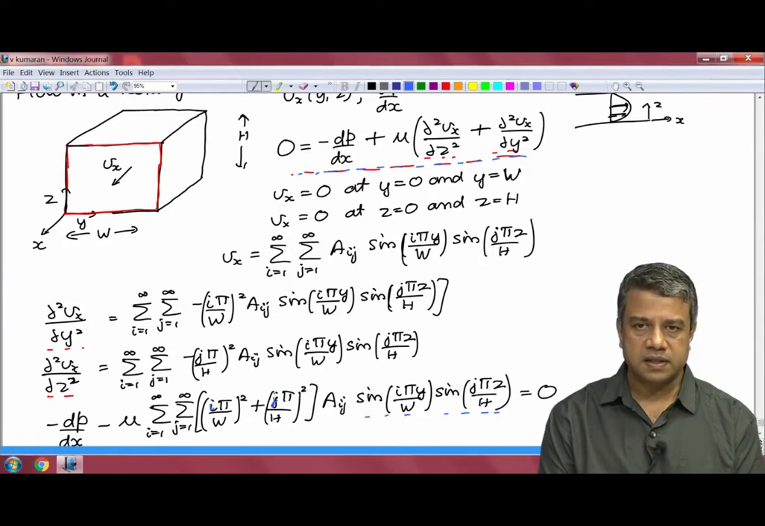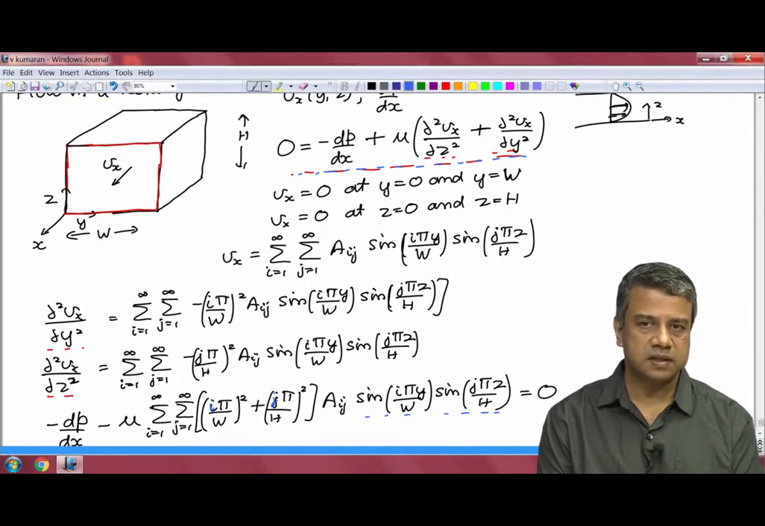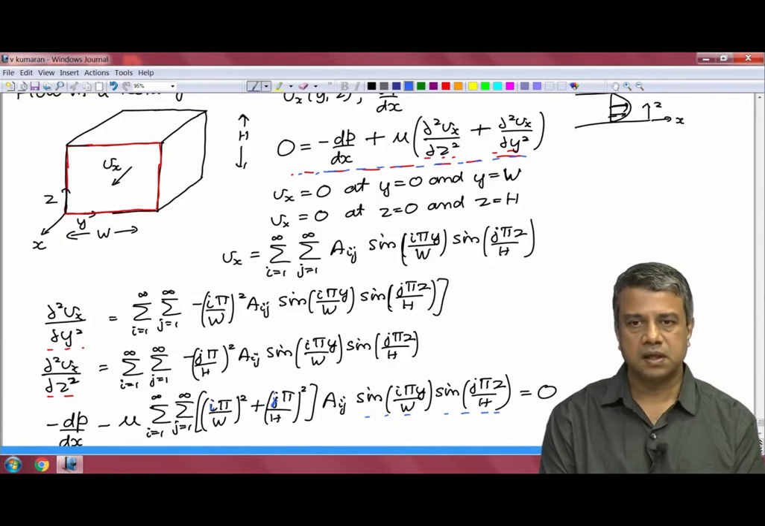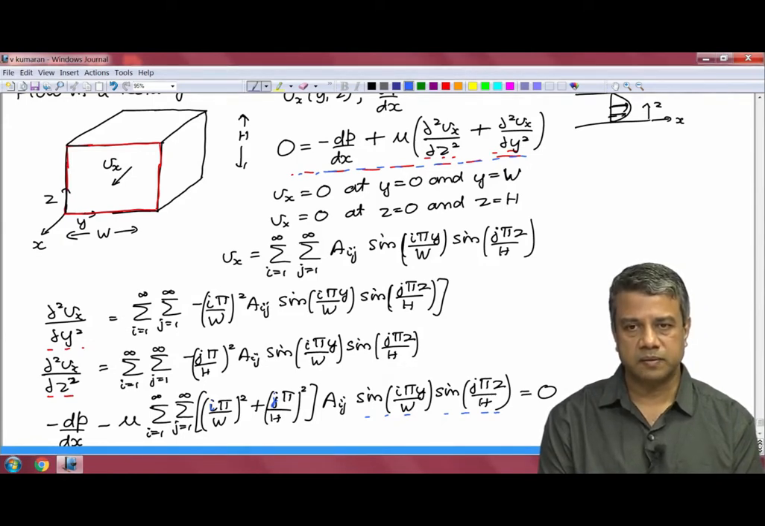Since the velocity is equal to 0 at the walls, it can be expressed as the sum of orthogonal functions which reduce to 0 at the walls, because any function can be represented as the sum of the orthogonal functions times coefficients, and those coefficients can be determined from the orthogonality relation. So, that is the principle that we had used.